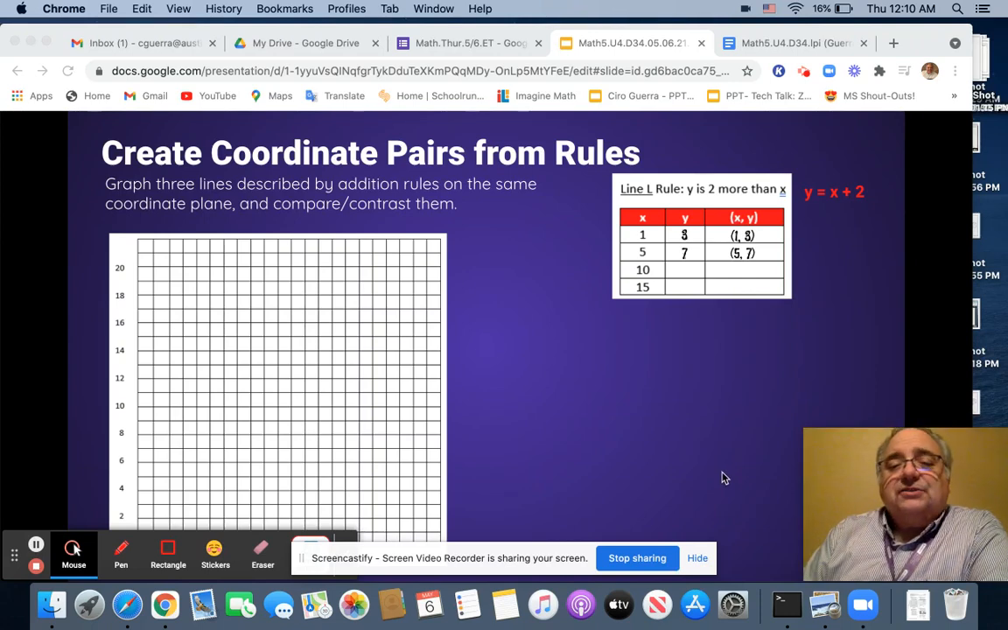Welcome back, scholars. First question right off the bat. What are the coordinate pairs you got for line L for the input 10? What's the pair that you got for the y, and for 15? I'm going to pause the video.